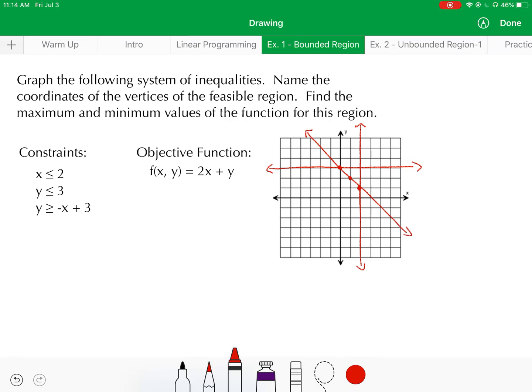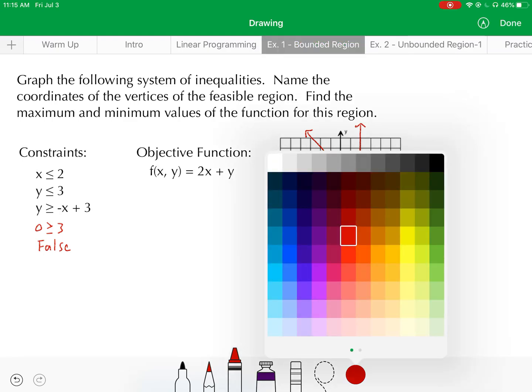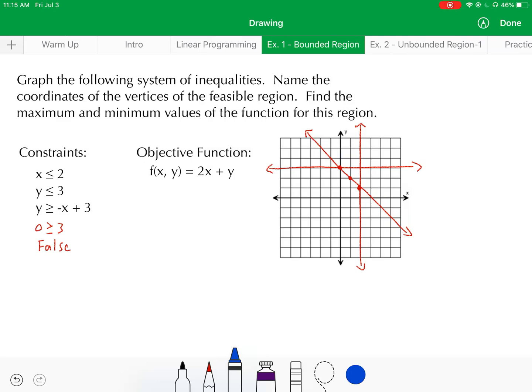If I do a test point of the origin for that, I'd end up with 0 is greater than or equal to 3, which is false. So for that last line that was just drawn, I would have to shade the half plane that doesn't have the origin in it, which would be above that line. So you take all three of your shadings into consideration, and you end up with this triangular region as your feasible region. Once you have the shading done and you identify the feasible region, now you're focusing in on the vertices of that region.